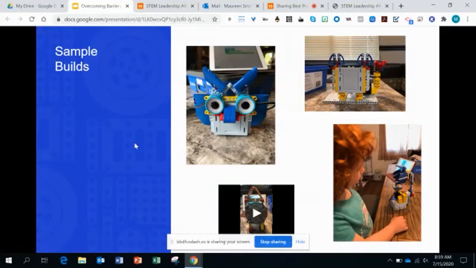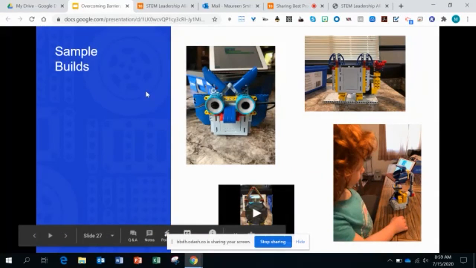We're not going to have time for sample builds, but even here you'll see my almost 3-year-old has taken in on the coding with me and doing some of the work.